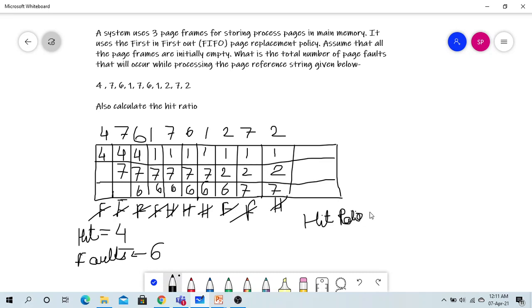The formula for hit ratio is the total number of page hits, here it is 4, upon the total number of references. How many references do we have? 1, 2, 3, 4, 5, 6, 7, 8, 9, 10. So there are 10 references. So hit ratio is going to be 0.4, or we can also say it is 40%. So for this problem we have the solution, that is hit ratio is 40%, with the help of first in first out page replacement algorithm.